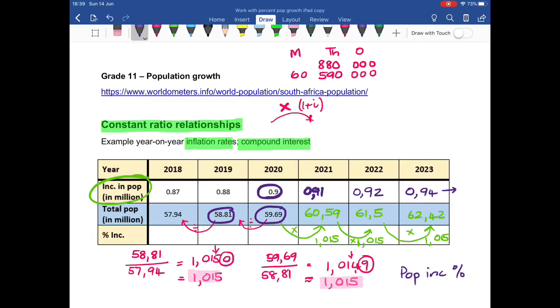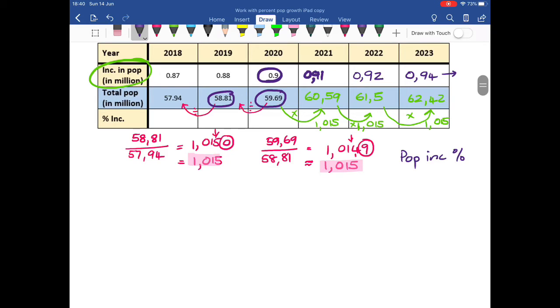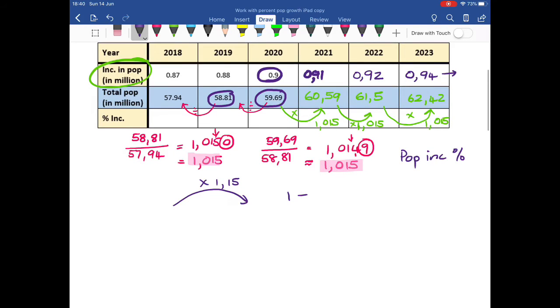Another way of calculating this is by taking the population, and I'm going to increase it by a percentage. But at this point in time, we've got to first work out what that percentage increase is. So we go back to this idea, and that idea stems back to the VAT calculation. So you remember with VAT, when I went this way, I multiplied by 1,15. So it was 1 plus 15% gave me my 1,15.